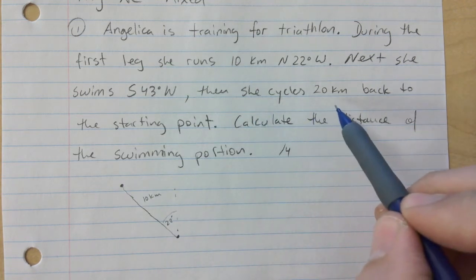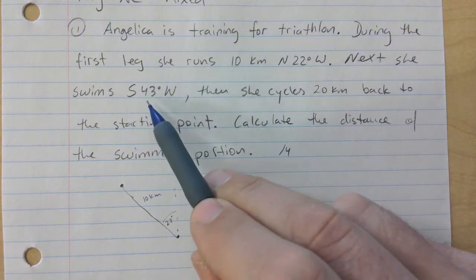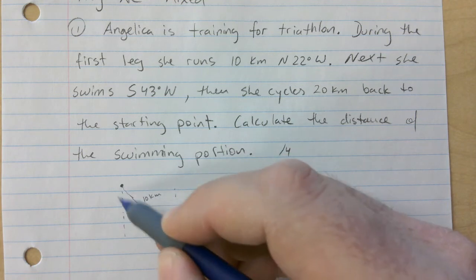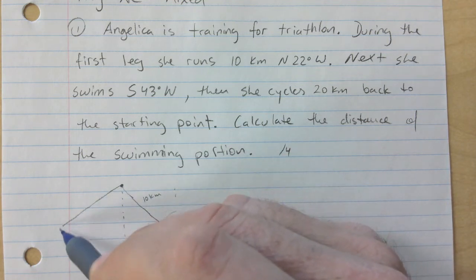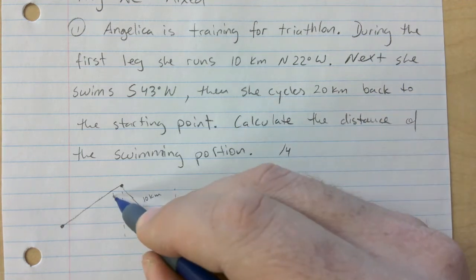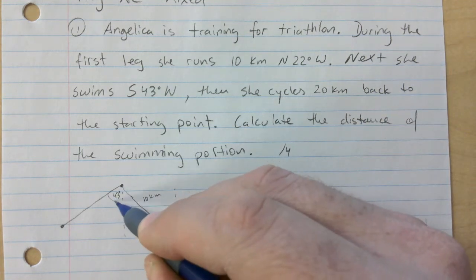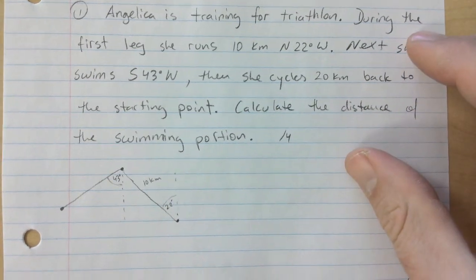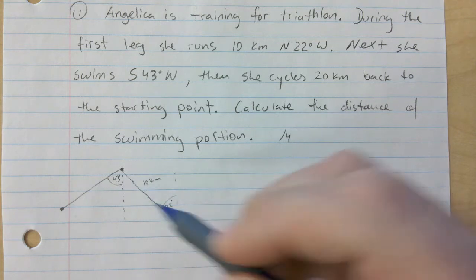Then she cycles. Then she swims south 43 west. We don't know how far, so we just end it there. The 43 comes in here, right? It's just for that second half of that angle. It's not really half, but that portion right here.